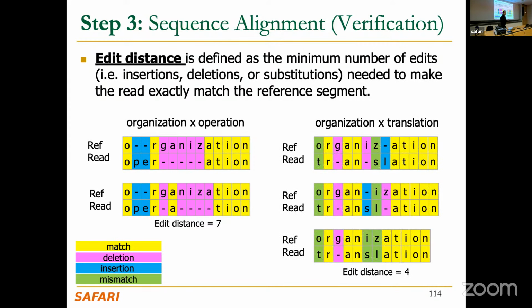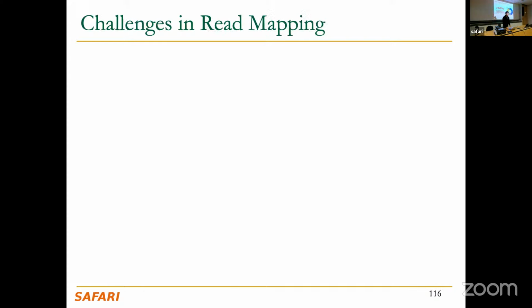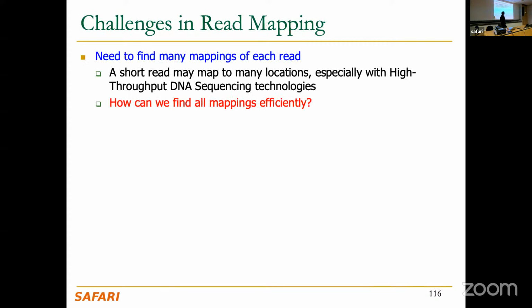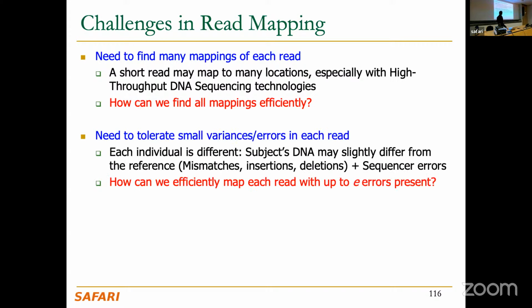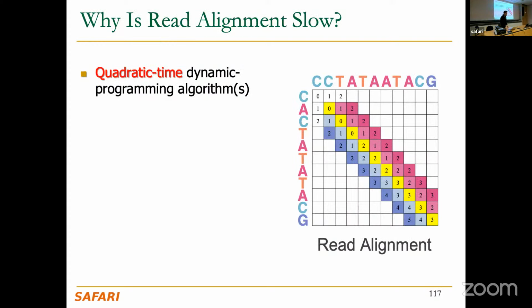But it's extremely costly to do so. In fact, it takes most of the time that we're spending in these read mapping tools, to perform that DP computation. There are challenges in read mapping for many reasons. We need to find many mapping regions for a read. There are some variations. This means that we need to perform approximate string matching. And also we need to do this extremely fast because such an analysis is very important to get the answers extremely fast.